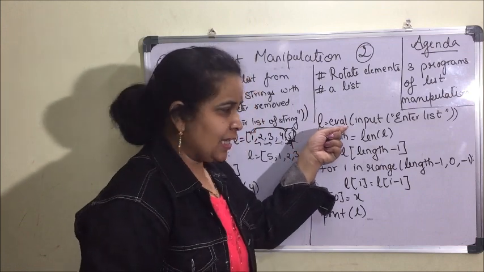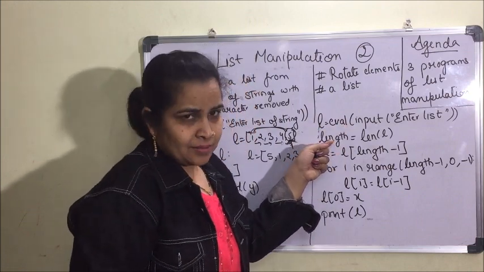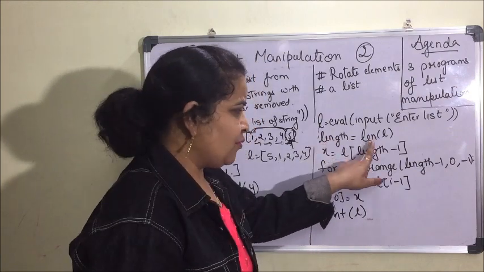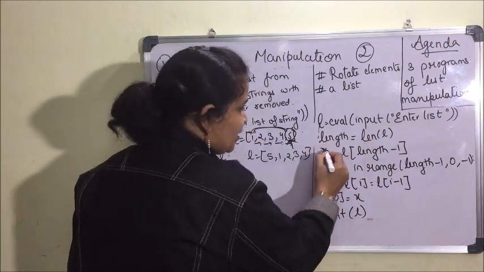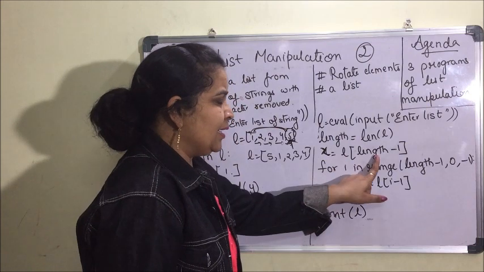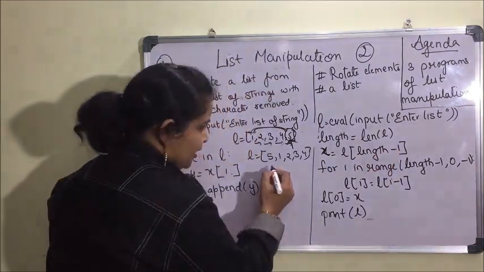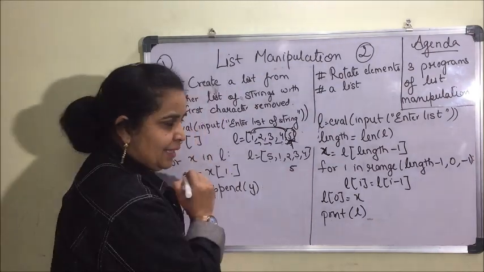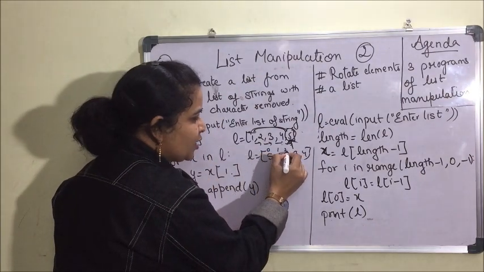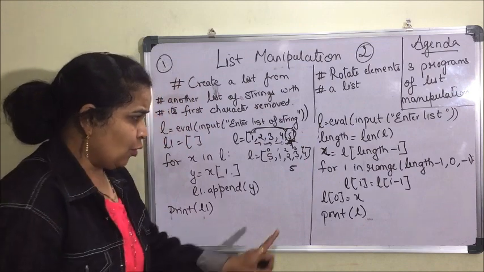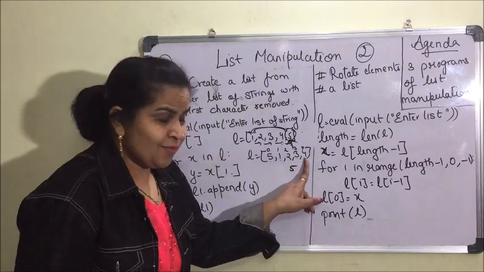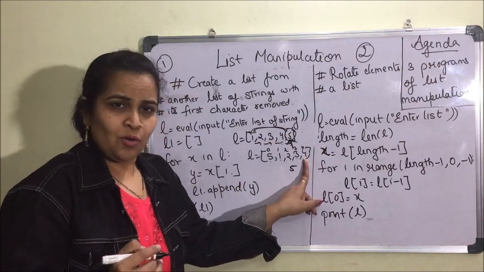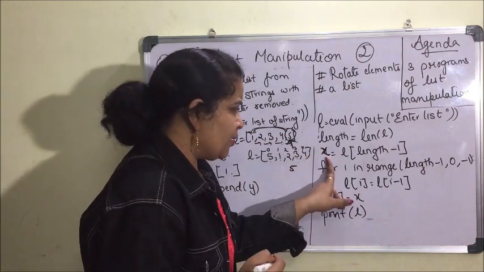First of all, list is created. Then we have taken out the length, means calculated the length by using len function. And X is equal to L length minus 1. In this case, 1, 2, 3, 4, 5. 5 is the length. Index will be 0, 1, 2, 3 and 4. So this element we have to store it somewhere, because when we will use for loop, this will be overwritten. So we will store it.